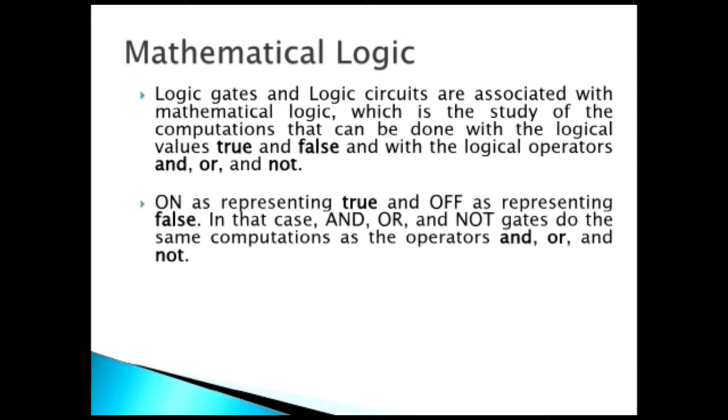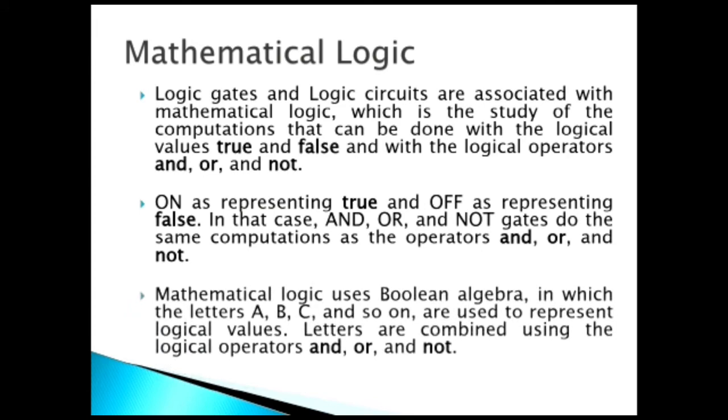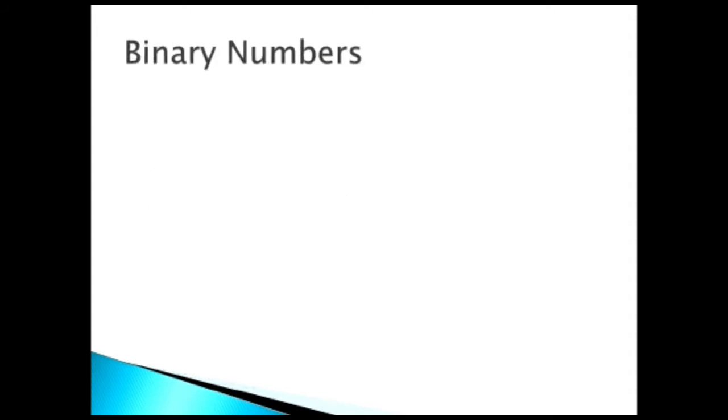In the context of the logical number system, on represents true and off represents false. This also uses Boolean algebra in which letters are used to represent logic values. These letters are combined using logical operators and, or, and not.